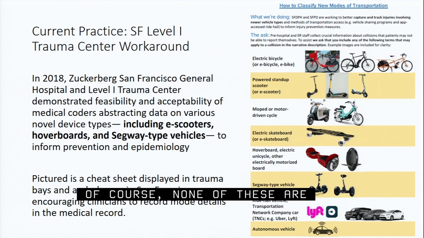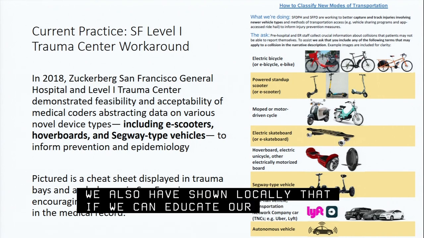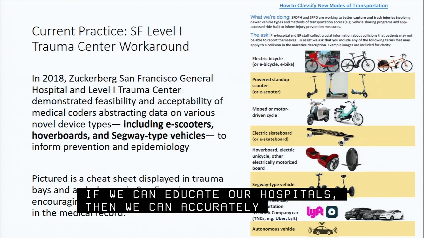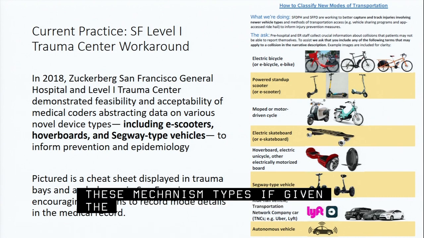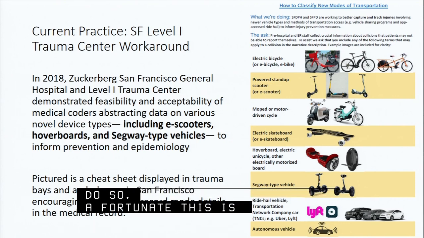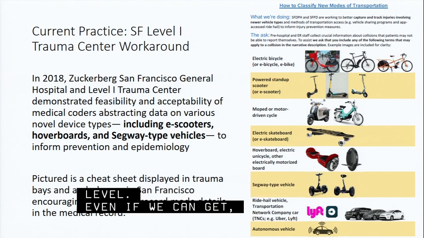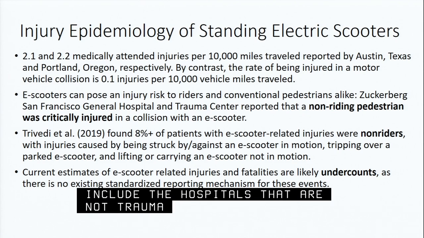We have also shown locally, and this is a San Francisco project, that if we can educate our EMS and hospitals, we can accurately code and diagnose each of these injury types or mechanism types if given the appropriate nomenclature to do so. Unfortunately, this is done at a mostly local level or maybe even somewhat regional level. And even if we could get trauma centers to do this, it would not include the multiple hospitals that are not trauma centers. They're also coding this information, and again, not correctly because the code doesn't exist.